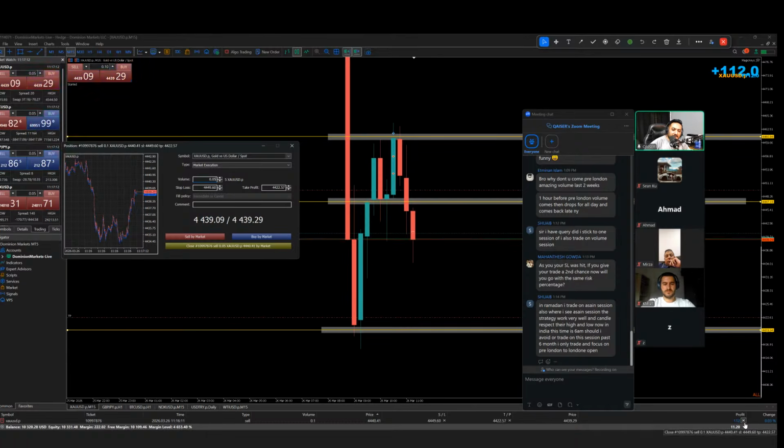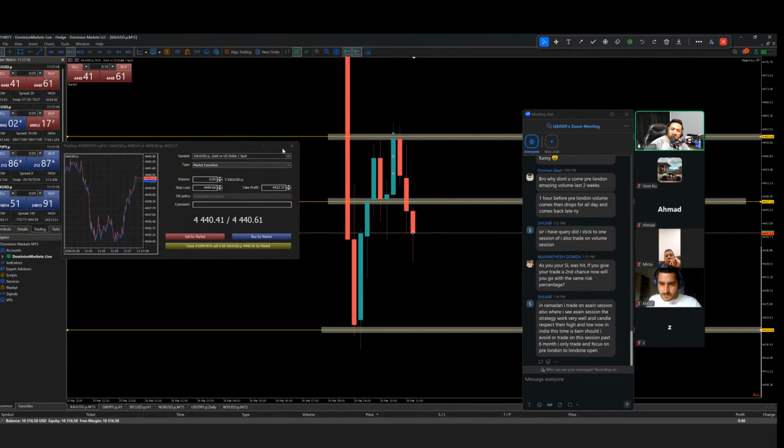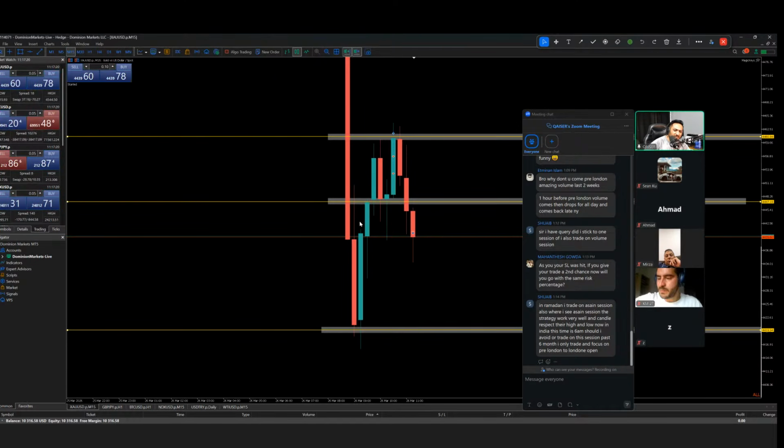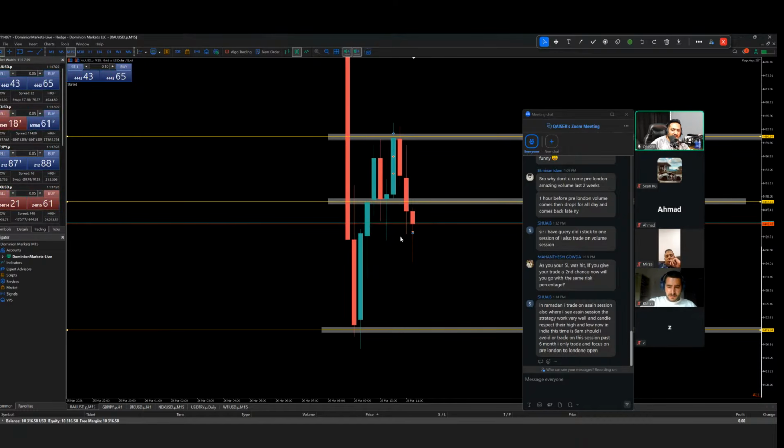Oh man, I don't like this. I really don't like the way it's rejecting. No, I'm closing my complete position here. I'm not comfortable with this one. I'm closing the complete position here. No, it should not react like that. I don't like the way it moved.